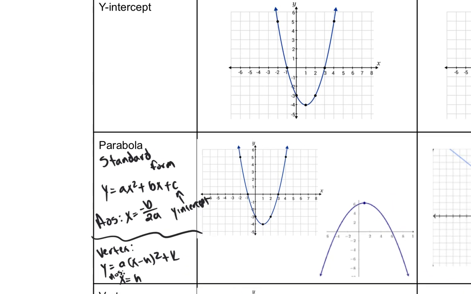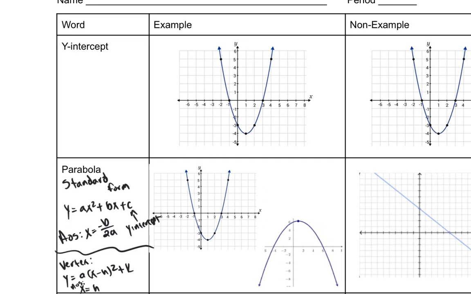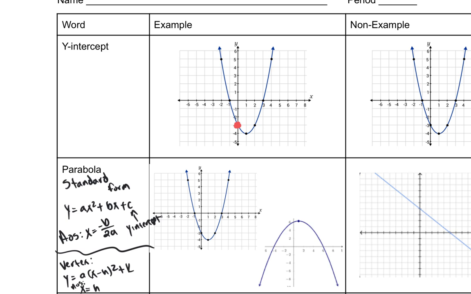Little things that you need to know for a parabola. Here we have the y-intercept definition. Y-intercept is where your graph crosses the x-axis. Non-example can be any other point that's not on the y-axis. Sorry, it's where the graph crosses the y-axis.